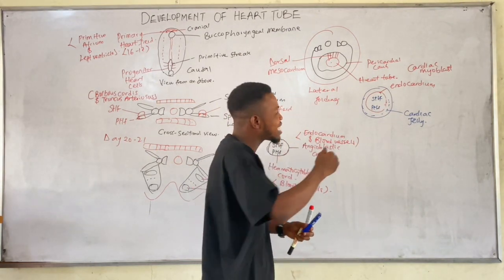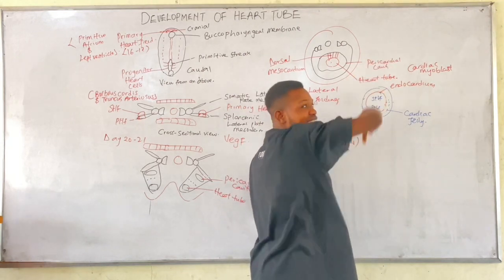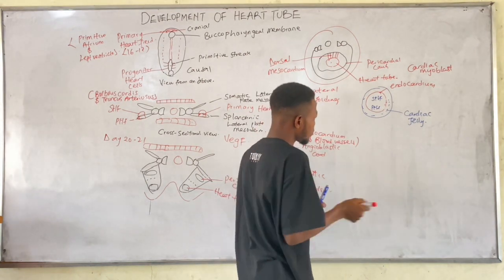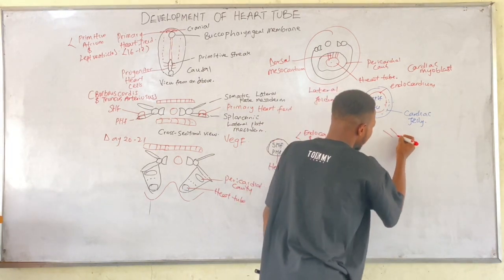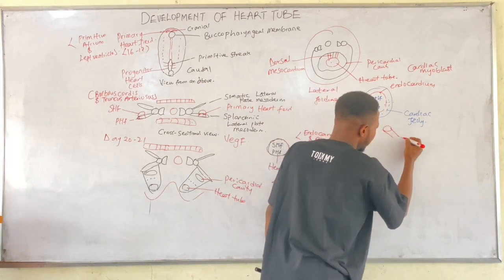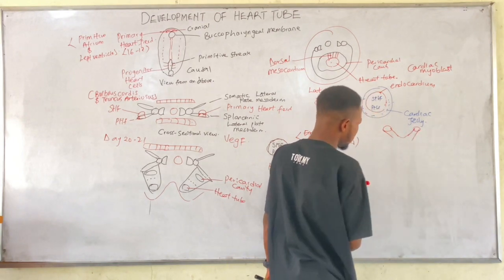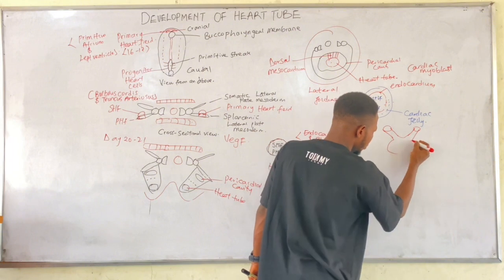Now, let's look at the structures this primary heart field and secondary heart field will give rise to. Let's look at the heart tube in a lengthwise manner. This is the diagram of the heart tube. Yes. We have it like this. Yes, so this is the diagram of the heart tube.